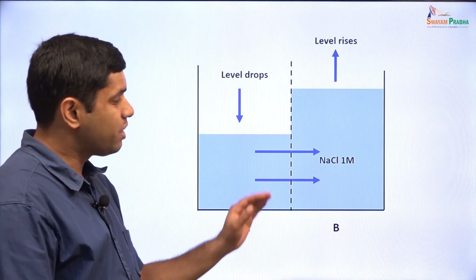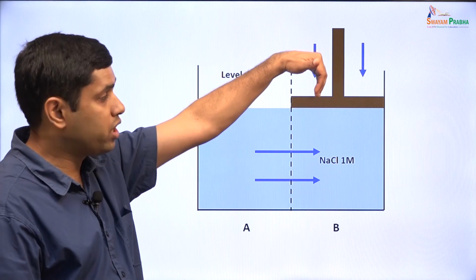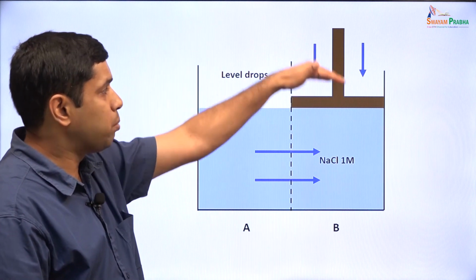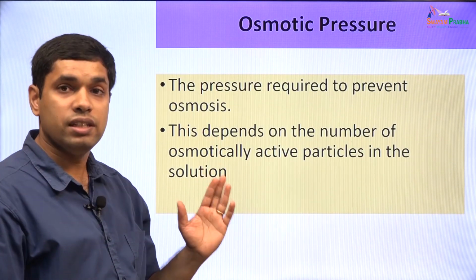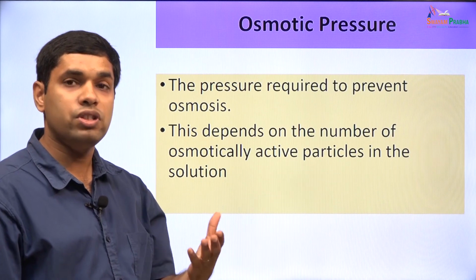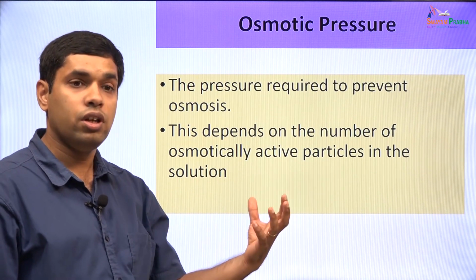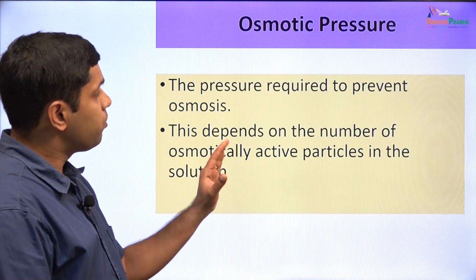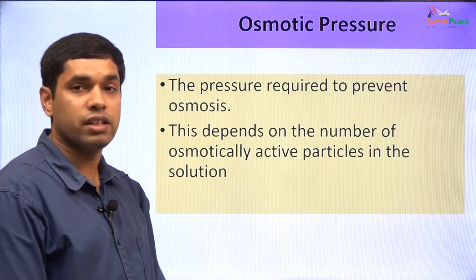How do we prevent this? We can prevent this by applying a pressure on B, and when we apply a particular pressure on B, we will prevent osmosis, and therefore this pressure that is applied is the osmotic pressure. Therefore, osmotic pressure can be simply defined as the pressure that is required to prevent osmosis. What is osmosis? Osmosis is the movement of water molecules from a region where there are higher water molecules, or a more dilute solution, to a region where there is a lesser number of water molecules, or a more concentrated solution. Now, the osmotic pressure is dependent on the number of osmotically active particles in the solution.